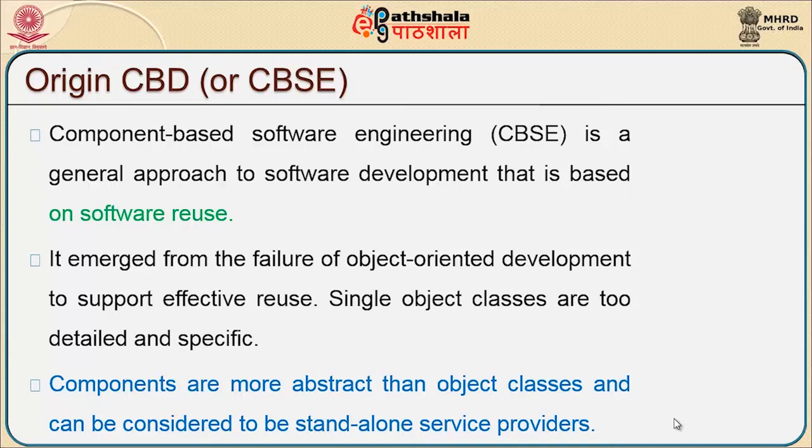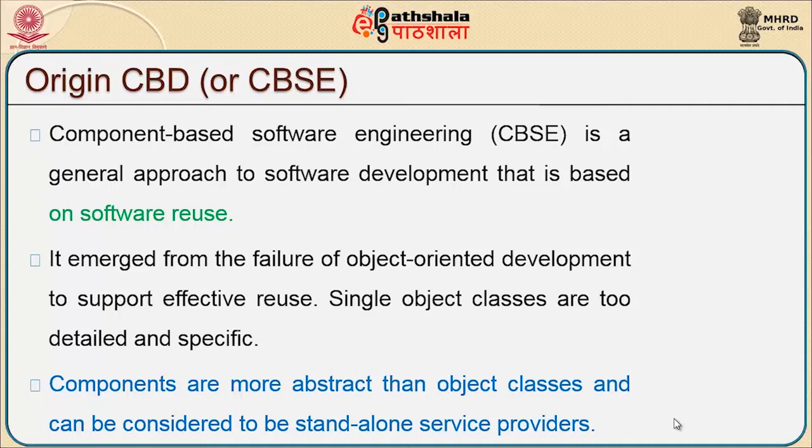If you look at the origin of component based development, it is component based software engineering, an approach to software development that is based on software reuse. So the entire thing that we wish to talk about in component based development is towards software reuse, and it emerged from the failure of object oriented development to support effective reuse. As we looked at in the other session on object oriented design, we wanted to give a high level of abstraction, and provide aggregation, segregation, dependency and other relationships, but it has some drawbacks, and because of some of the failures we have faced with the object oriented development methodology, we wish to move to component based software development.